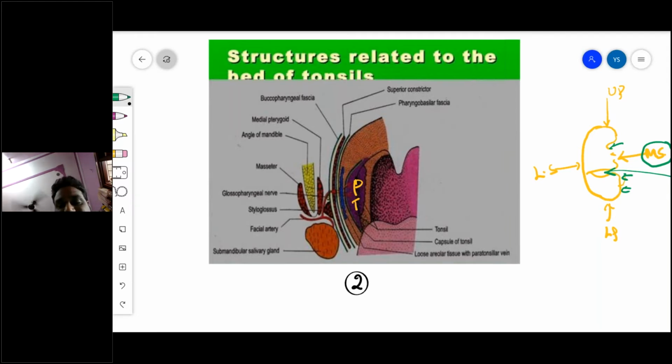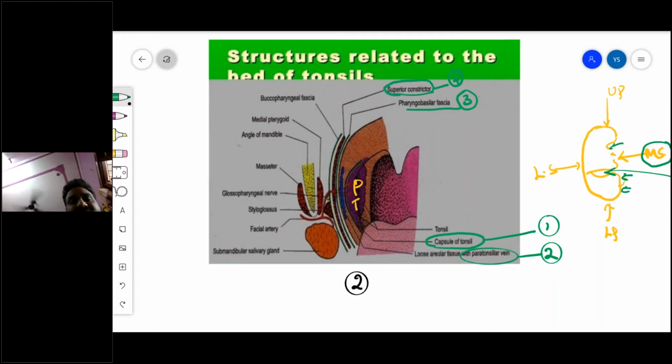If you see the lateral surface, what structures are related to it from inside to outside? First one, I put in the bracket with the green color. Number one, capsule of tonsil. Number two, paratonsillar vein with the loose areolar connective tissue. You see them in order from inside to outside. And number three, pharyngobasilar fascia.